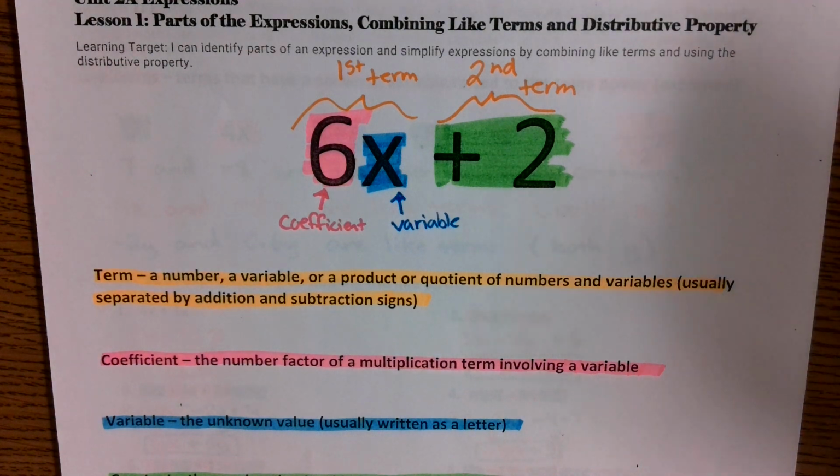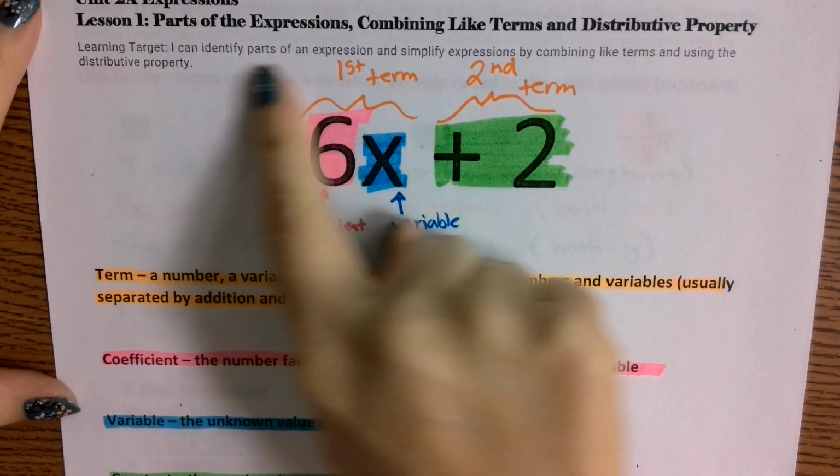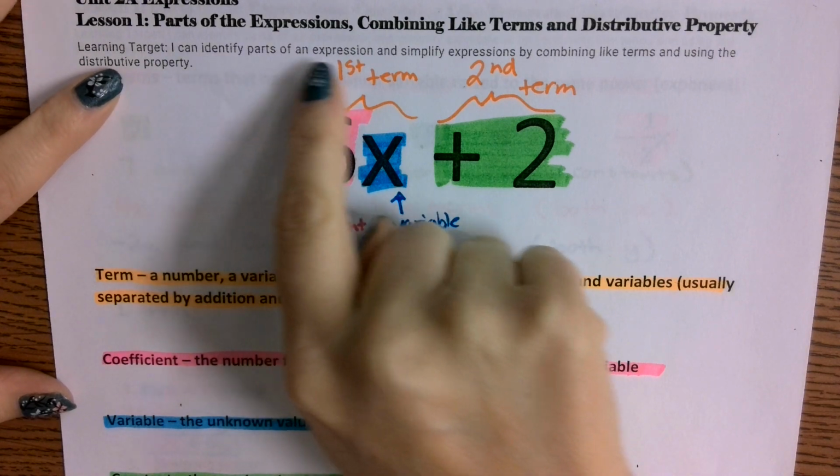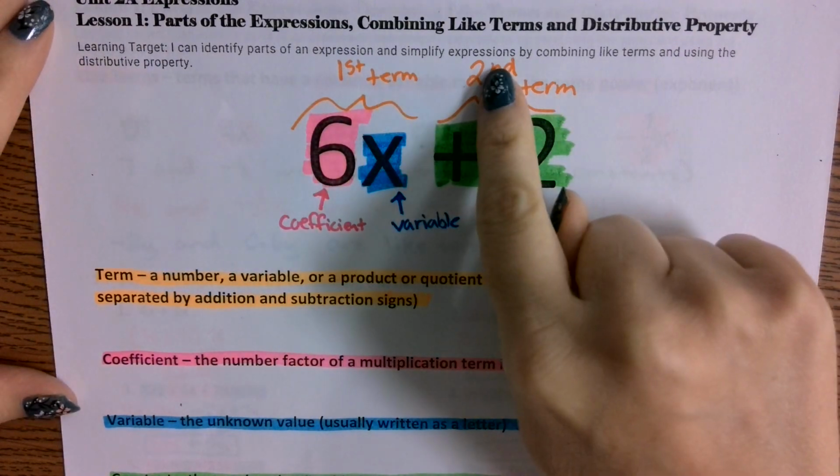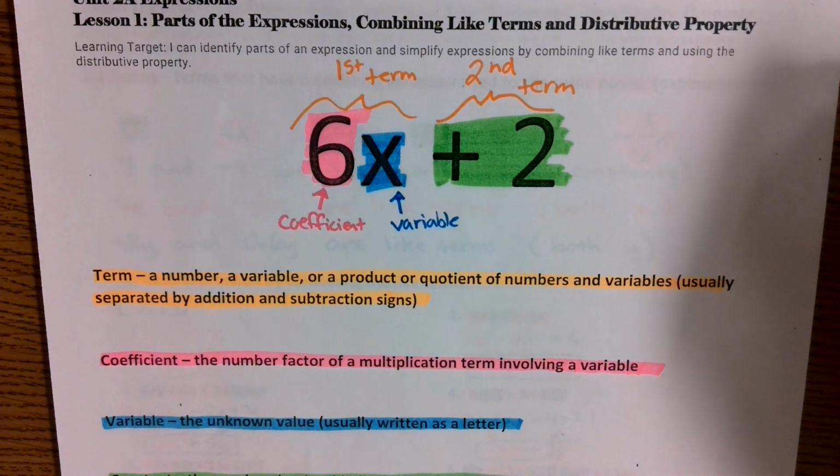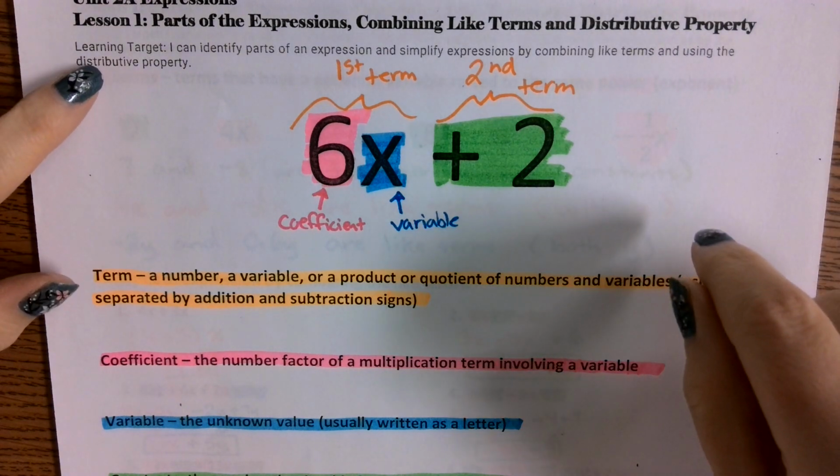So yesterday and still today, we are still working on our learning target that says that we can identify parts of the expression. We can simplify expressions by combining like terms. And then what we're doing today is the distributive property.